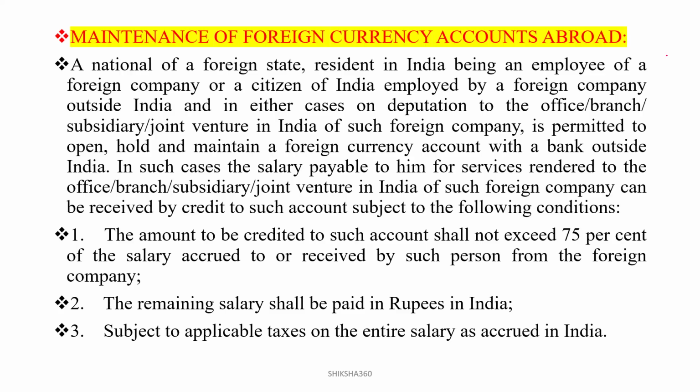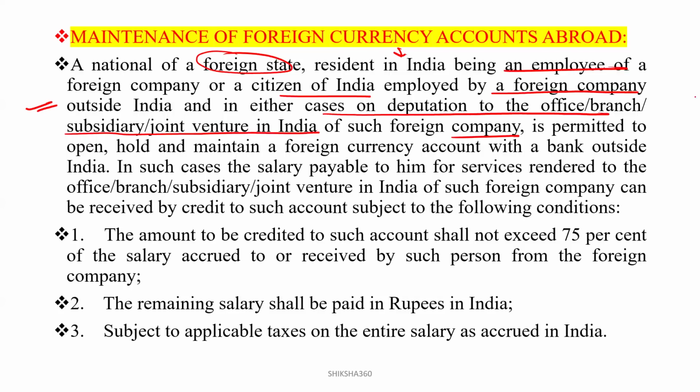So a national of a foreign state resident in India, being an employee of a foreign company, or a citizen of India employed by a foreign company outside India, and in either case on deputation to the office, branch, subsidiary or joint venture in India of such foreign company. Clear? So three cases arise. First, the citizen of any other country working in India. Second, an Indian citizen working in a foreign company. Or third, the case of deputation.